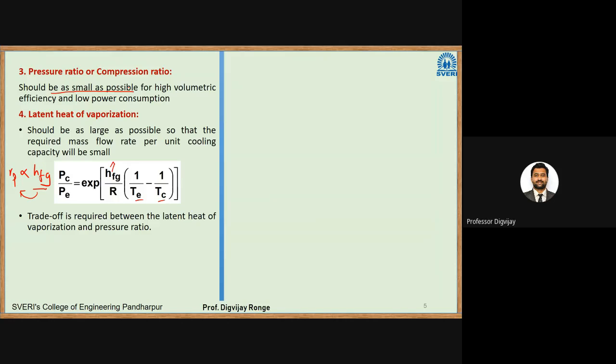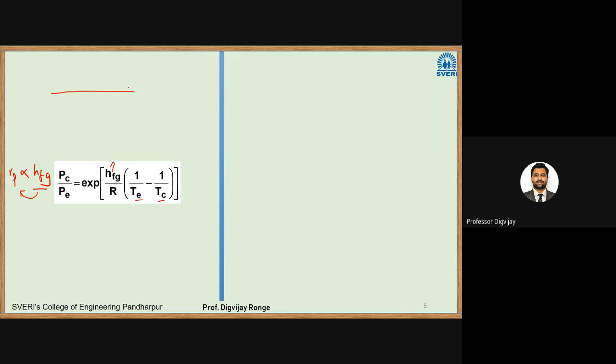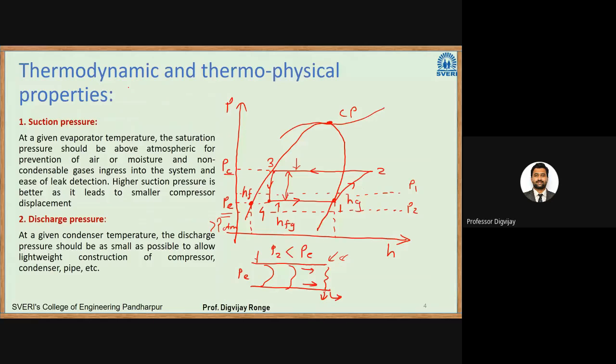Okay, so if you want to write, you can write. I'll just go back to the previous slide. If you want to make a note of this, you can. Just write down the suction pressure. Write down this last line: the higher the suction pressure, the better, as it leads to smaller compressor displacement. And the discharge pressure should be as small as possible.